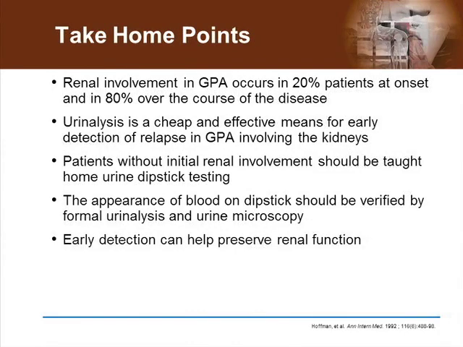So we know from the seminal paper by Dr. Hoffman et al. back in 1992 that renal involvement in GPA occurs in 20% of patients at onset and in 80% over the course of the disease. So urinalysis is a cheap and effective means to detect relapse in GPA involving the kidneys early, because this really is quite an asymptomatic involvement from GPA, and patients really will not present with symptoms until they are into advanced renal failure. In fact, patients without initial renal involvement should be taught urine home dipstick testing so that they can pick up an early renal flare themselves and alert their physician.